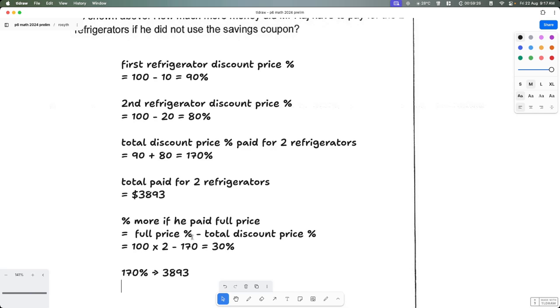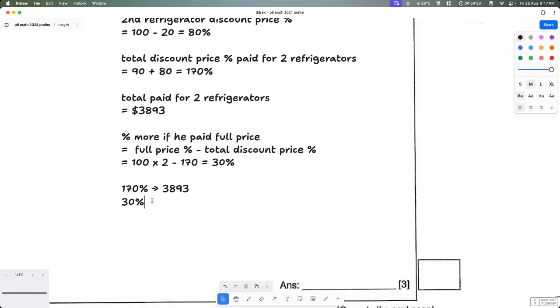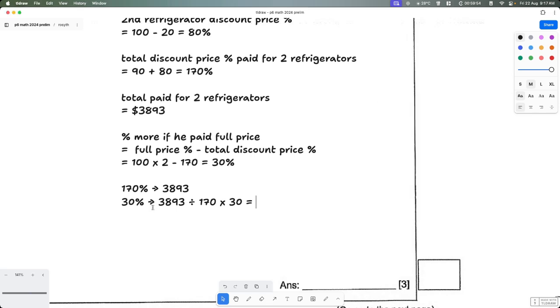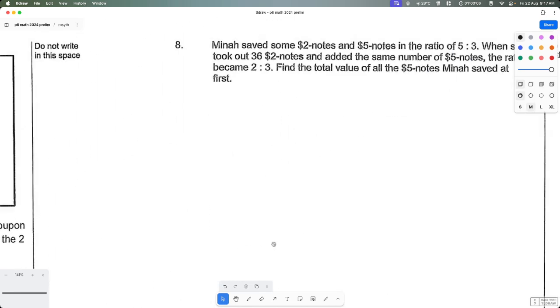So that means 30% in this case is equal to 3893 divided by 170, and then times 30. Let's use the calculator. 3893 divided by 170 times 30. Okay, $687. So there you go, that's the answer, $687. All right, let's move on to the next question.